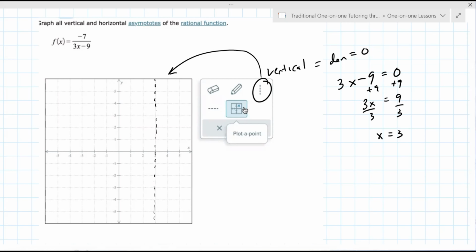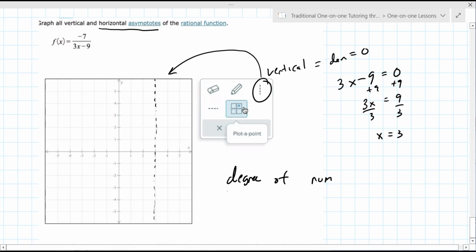So for the horizontal, there's a bit more to say here. We're going to have to talk a little bit about what's called the degree of the numerator and the degree of the denominator. Does that mean anything to you? Not that I can recall. That's fine, I'm just asking to know how deep to go. So the degree of the denominator is 1 because it has an exponent of 1 on x. The numerator is 0 because there's no x. It's really x to the 0, but it's not written.